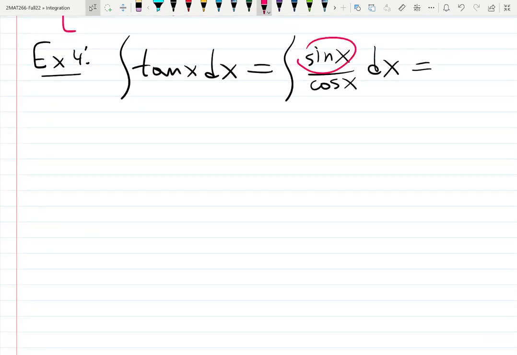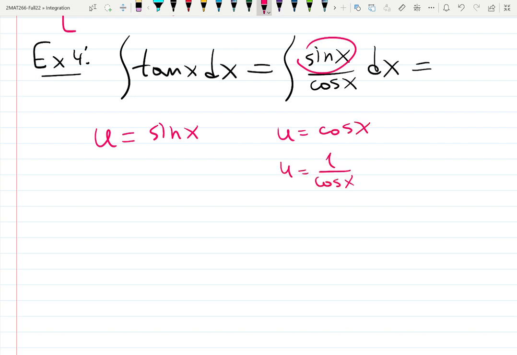Say you choose, so there are obviously only 2 things here to choose. U is either sine or u is cosine. Maybe u is like 1 over cosine. And the thing is, you choose one and then you work it out and it doesn't work. You choose another one, it doesn't work. You choose another one and it works.